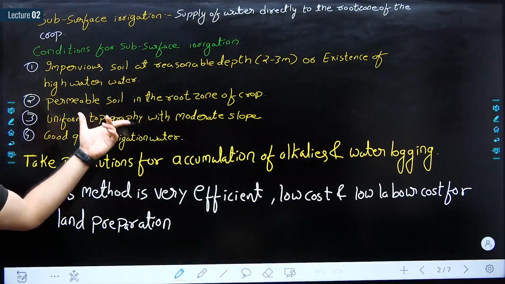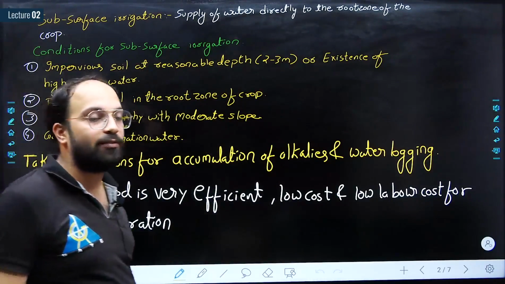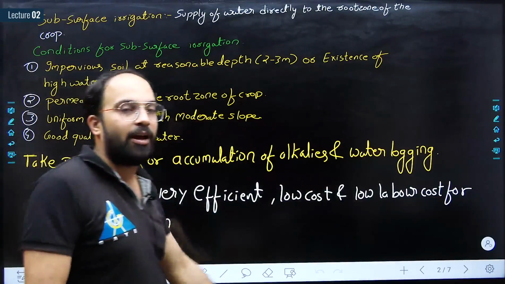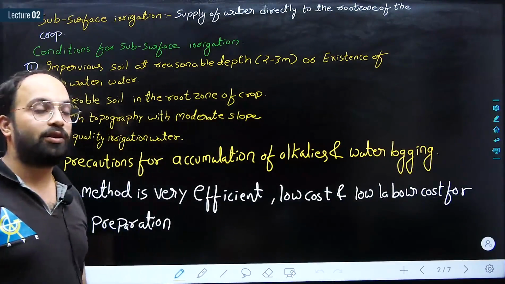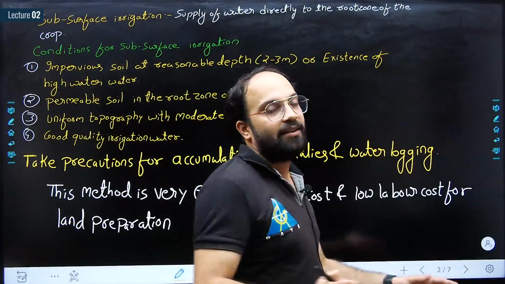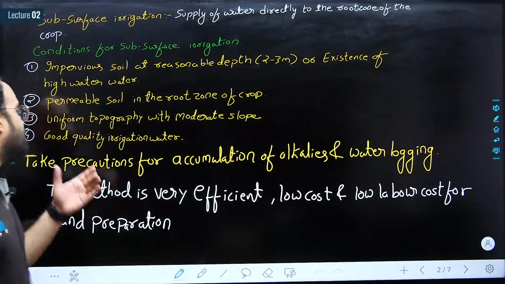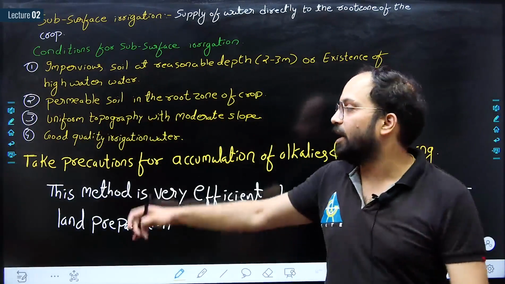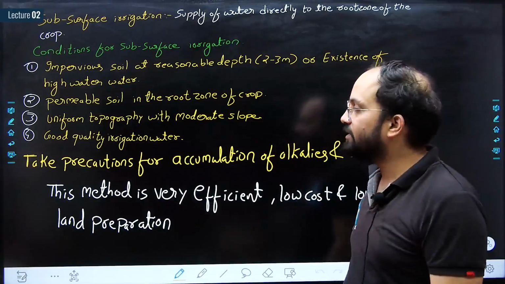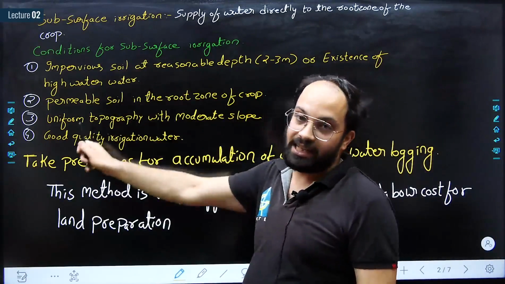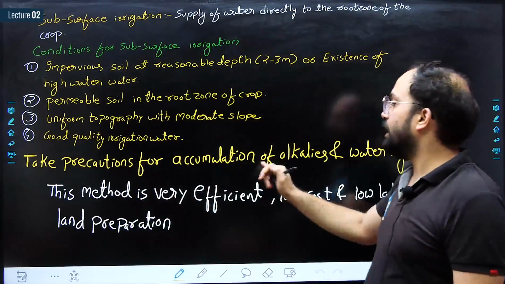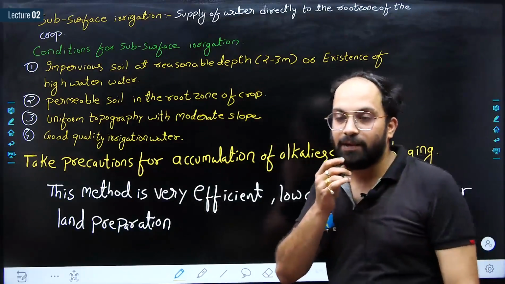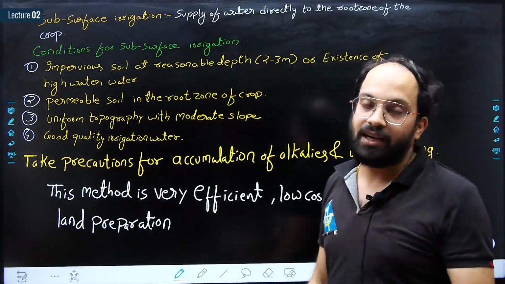Next, the soil should be permeable in the root zone of the crop so that water can be uniformly distributed. Next, the topography should be uniform and the slope moderate, so that water will not accumulate at one side of the field. The groundwater should not be contaminated; it should be good quality irrigation water. After these conditions, you should take precautions against accumulation of alkali and waterlogging. If accumulation of alkali is more, it will affect our soil fertility.